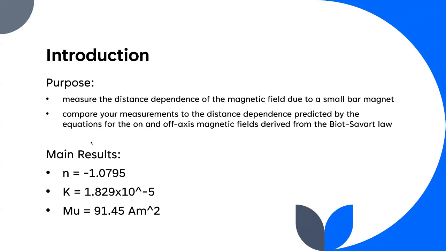So our main results is that n is equal to negative 1.0795. Our K value is 1.8929 times 10 to negative fifth, and our mu is 91.45 ampere meters squared.